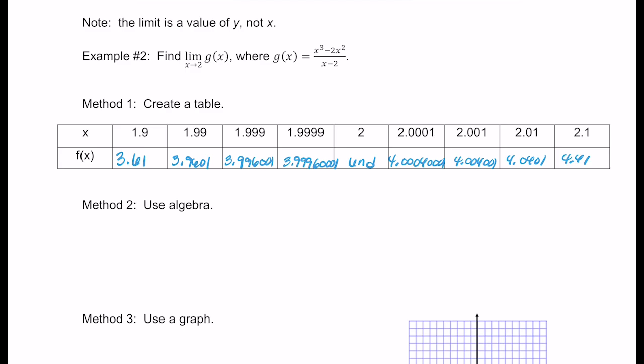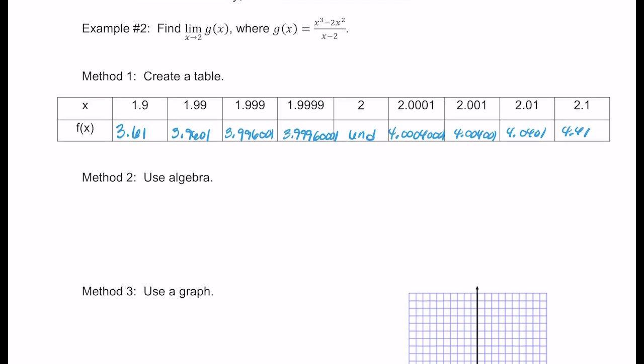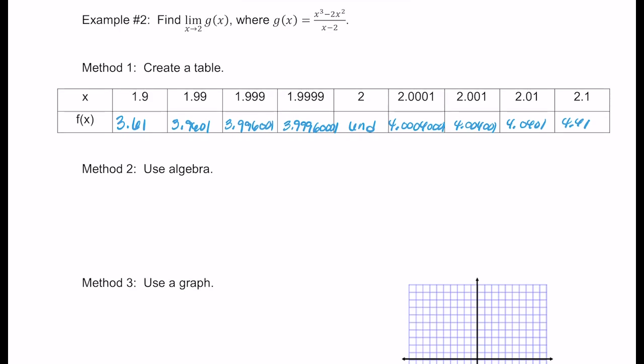So let's use some algebra and figure out the limit this way. Instead of making the table, this is another technique we can use to evaluate a limit. So we're going to take our function, and one of the things we can try doing is factoring.